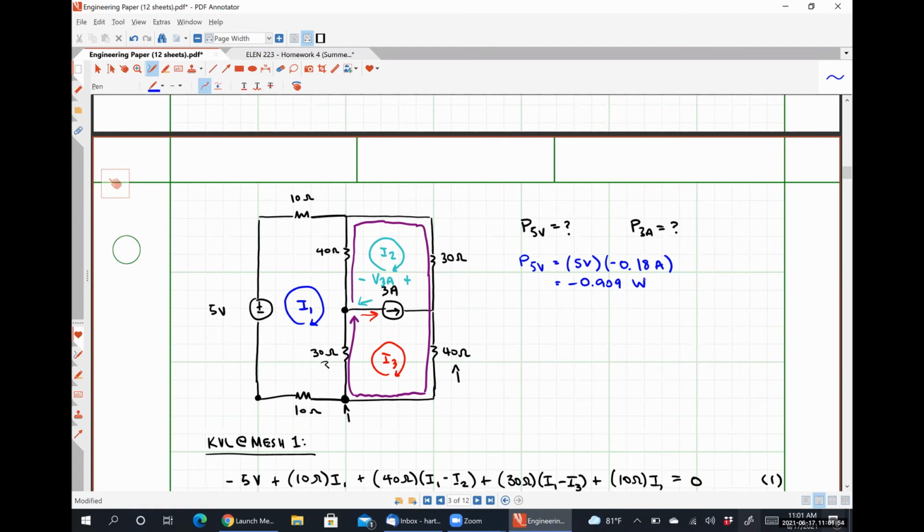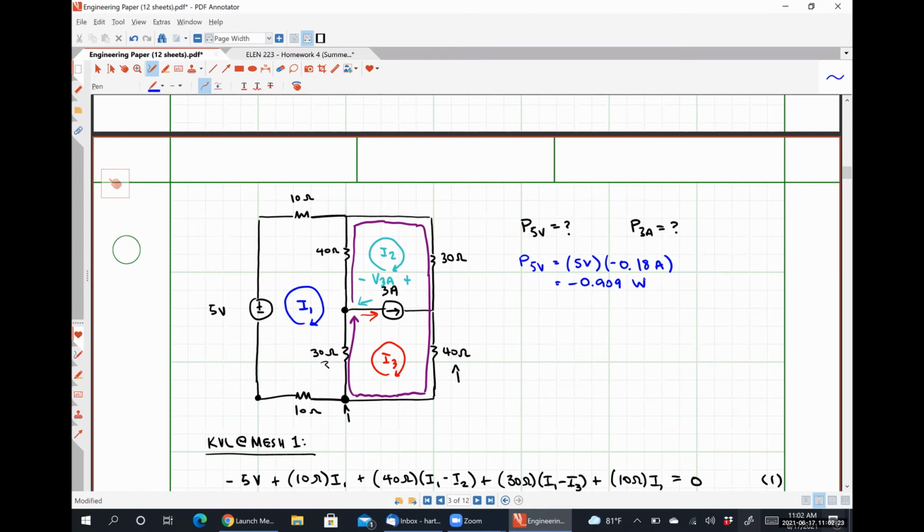So I'm going to define the voltage drop across my 3 amp source where the current is flowing into the negative polarity terminal. And oh, what do you know? I've actually already done that. Where I have written negative V3A and then a plus sign is exactly me defining the voltage drop across my 3 amp source, with the current being supplied by my 3 amp source flowing into the negative polarity terminal. Everybody okay with that?